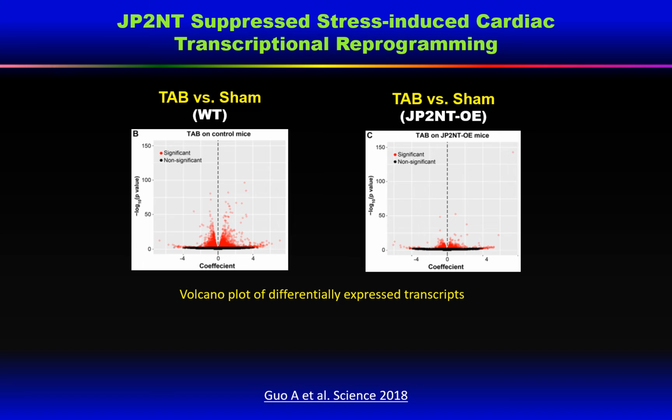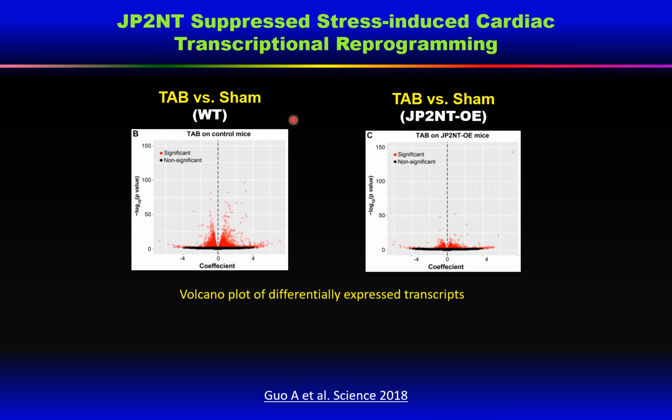At the molecular level, we found JP2NT exerts significant impact on transcription remodeling in response to cardiac stress. Here we show RNA-seq data from wild type and JP2NT overexpressed heart. These red dots indicate significantly altered genes following pressure overload stress as compared to sham operation.